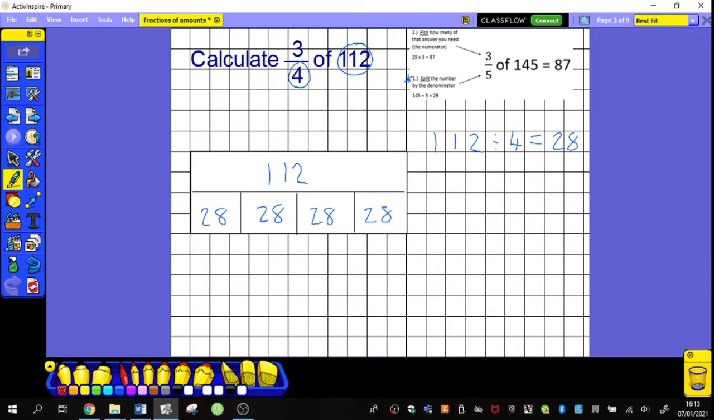Now for the second part. So the second part up here is to pick how many of that answer we need. And that's my numerator. So I need to pick 3 of them. So I'm going to do 28 multiplied by 3, which is 84. So I'm picking 1, 2, 3 parts of my bar model. So if I was to put them together, I know that whole thing would be 84. So 3/4 of 112 equals 84.